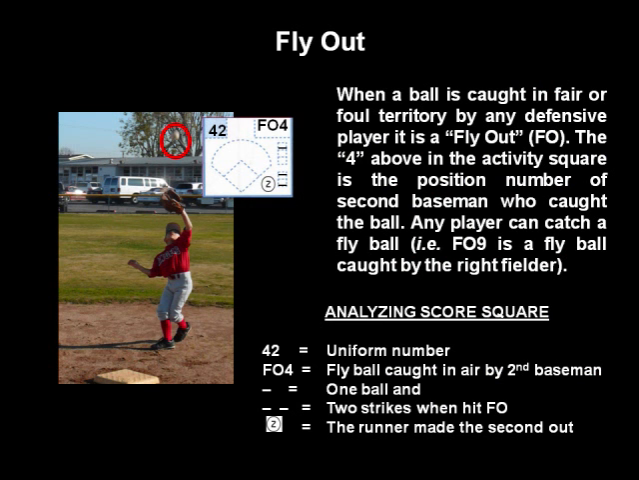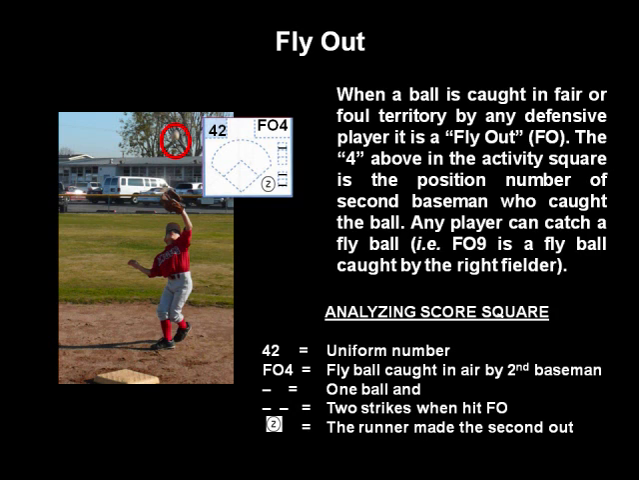Okay, let's discuss fly out. When a ball is caught in fair or foul territory by any defensive player, it is a fly out, and the symbol is FO. The 4 in the activity square in the right-hand corner at the top is the position number of the second baseman, and he was the one who caught the ball.